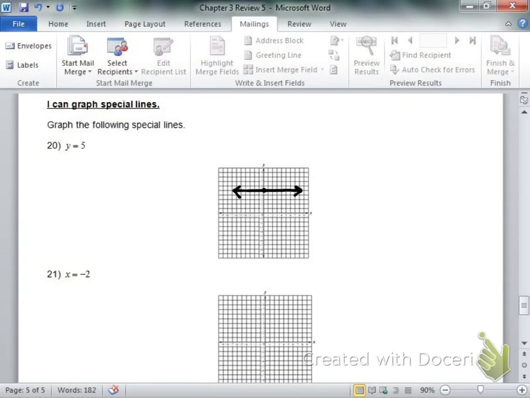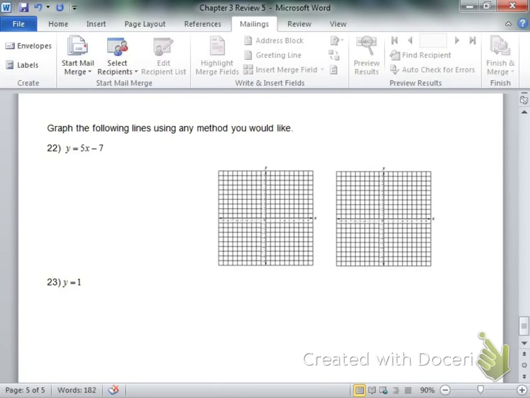Same thing on number 21. We want to go through the x-axis at -2. We don't want to be the x-axis. So start on the x-axis at -2. The only way to do that is to go straight up and down. What are your questions?